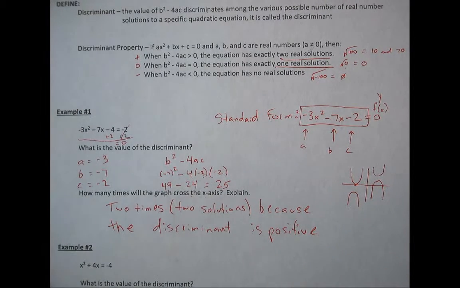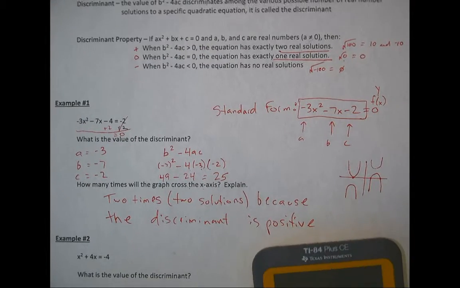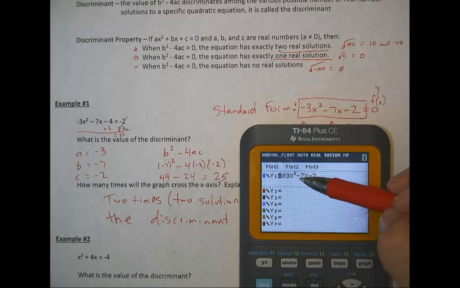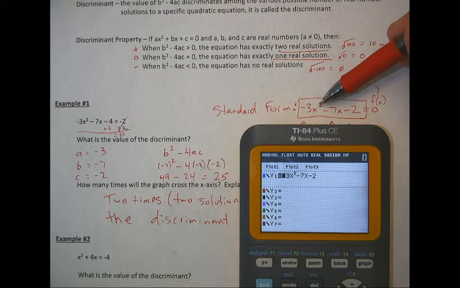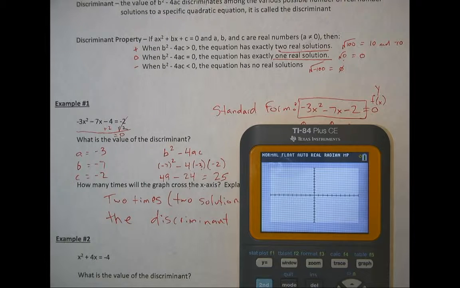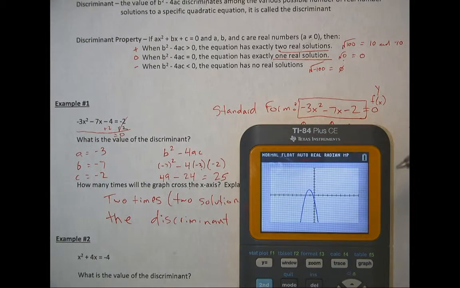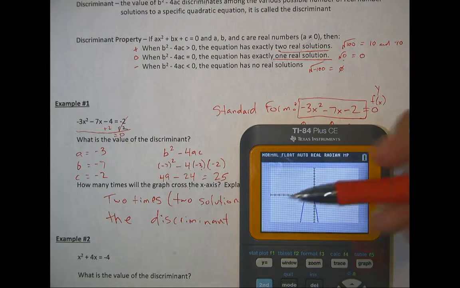So if we put this on a graph, let's go ahead and take a look. I've already got it entered here. If we put this equation in, -3x squared minus 7x minus 2, and we graph it, it should cross the x-axis twice. And it does. And so, of course, you could plug the whole thing in. You could go take a look at it. If you didn't have a calculator, you could go ahead and make an XY chart, and you could plot this, and you could start to figure out how many solutions there are.